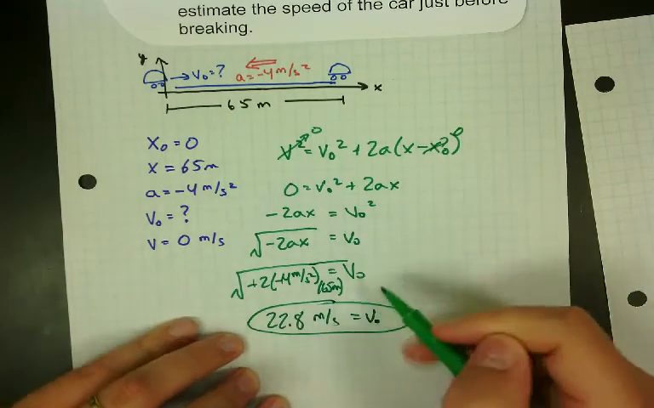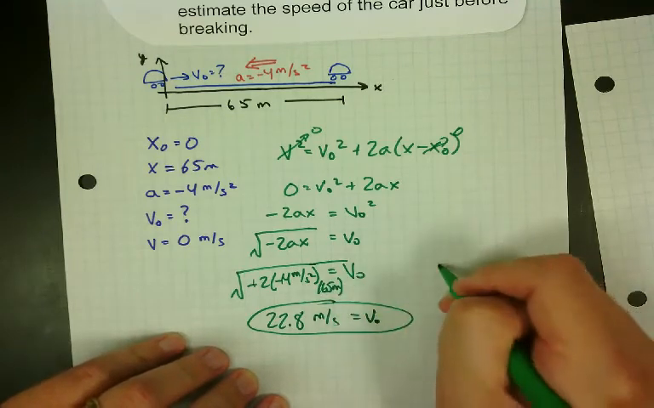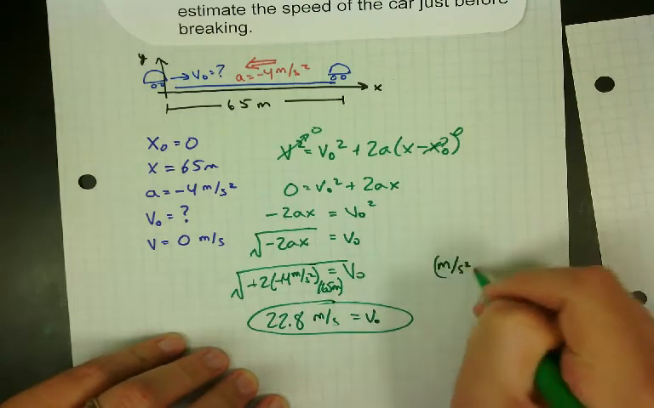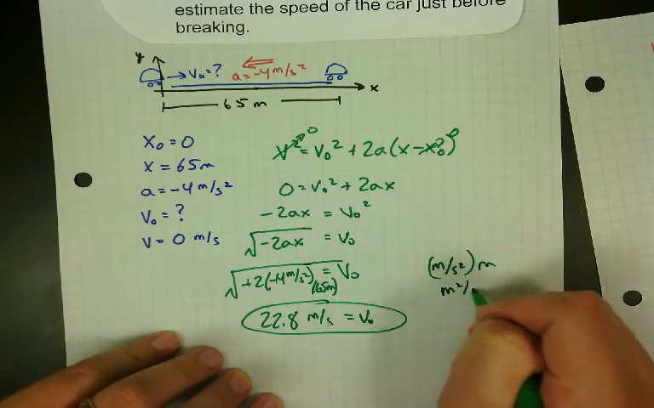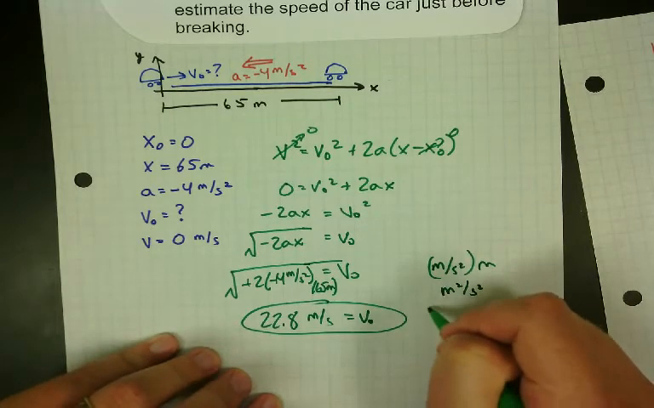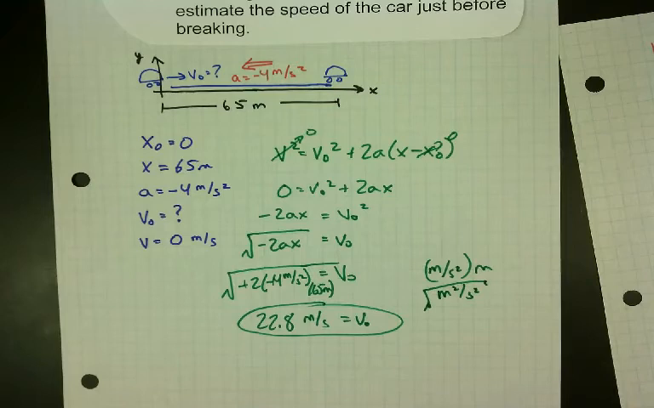Again, I want to show you how the units worked out. In here I had a meters per second squared times a meter. What's a meter per second squared times a meter? It's meters squared per second squared. But it was all under the radical, so if I take the square root of meters squared per second squared, I'm left with meters per second.